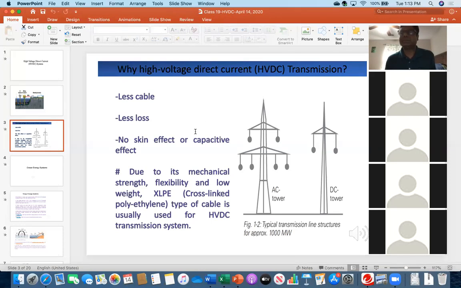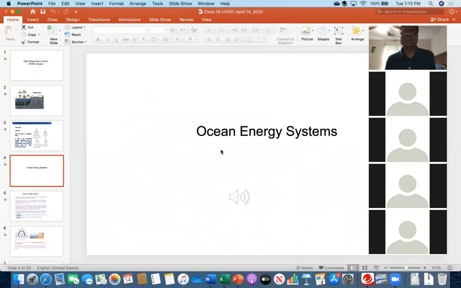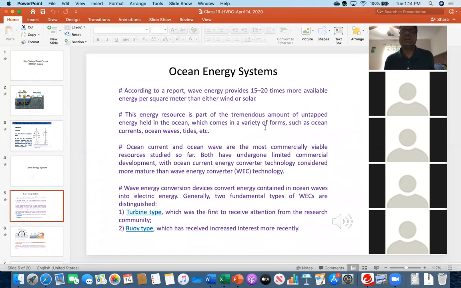Okay, so moving forward, as I said, today we'll also be looking at ocean energy systems. So for the ocean energy systems, you see here some highlights. According to a report, mainly the Department of Energy report, wave energy provides 15 to 20 times more available energy per square meter than either wind or solar.